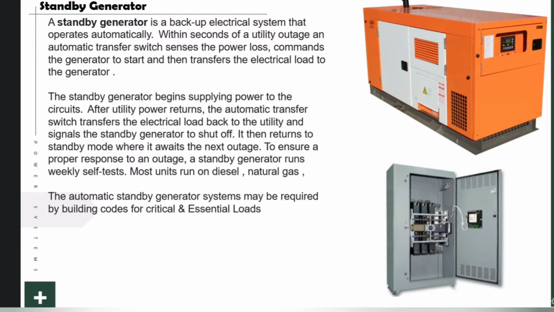The automatic transfer switch transfers the electrical load back to the utility and signals the standby generator to shut off, and it then returns to standby mode where it waits for the next outage. To ensure a proper response to an outage, a standby generator runs a weekly self-test. Most units run on diesel or natural gas. The automatic standby generator system may be required by building codes for critical and essential loads.